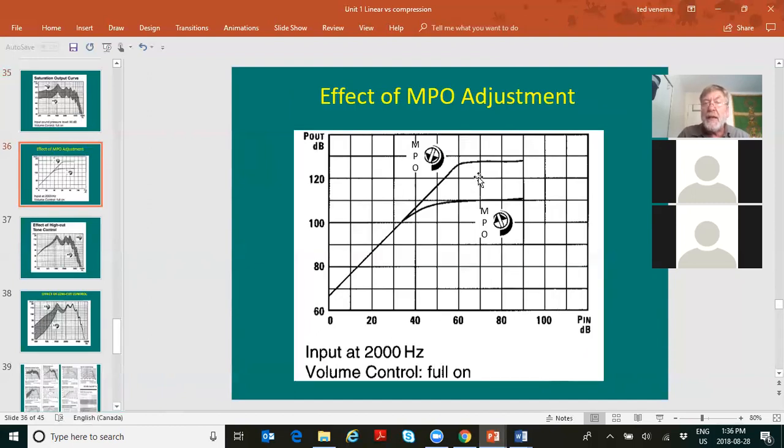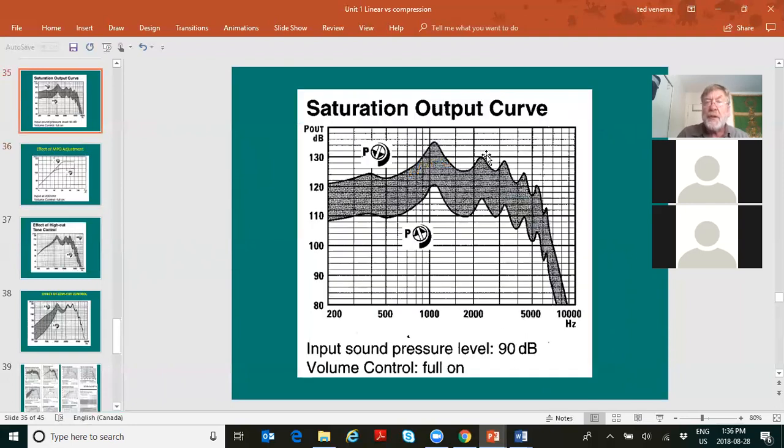Whereas if I increase the MPO, now at 2000 hertz, the maximum output is going to be around 120 plus. Here's 120, so almost 130, just about 130, because this is 120, that's 110, so 120 and 130. So at 2000 hertz, you're almost at 130. You see? That's the point I'm trying to drive home.